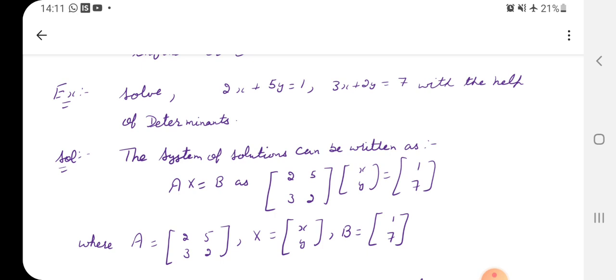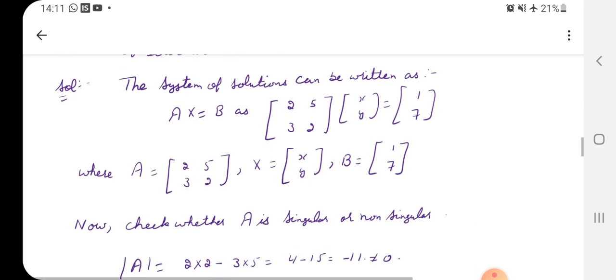Now we all know how to write this system in the form of matrices. AX equals B, where A is our coefficient matrix, X is a column matrix of unknowns, and B is a column matrix of the constants given on the right hand side. So A will be our 2, 5, 3, 2, X will be our x and y in a column, and B will be our column matrix of 1 and 7.